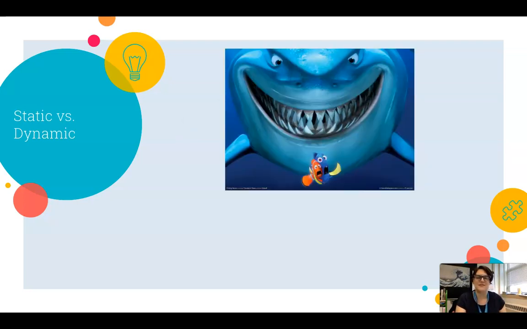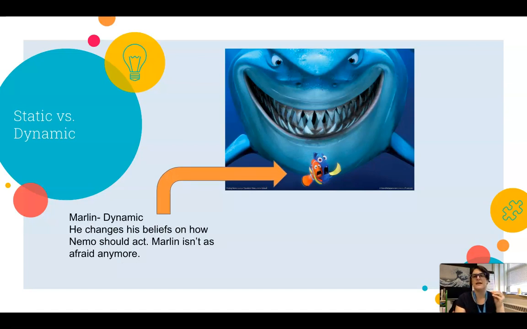We've got our friends from Finding Nemo up here, Marlin and Dory and Bruce the Shark. So Marlin is a dynamic character in this movie. At the beginning, he's totally afraid. He doesn't want Nemo to do anything. He doesn't want to go anywhere. He is very much, this is where we are. This is what we do. There's no changing it. Very overprotective.